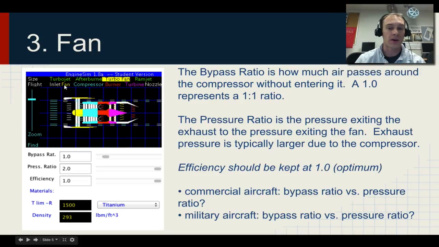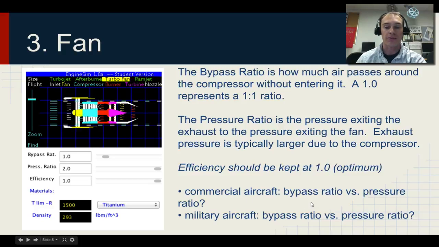So let's click on the second one here, fan. The bypass ratio is how much air passes around the compressor without entering it. A 1.0 represents a 1-to-1 ratio. So if you have a bypass ratio of 1, that means there's an equal amount of air passing around the outside of this as what's going in the middle. So that's a bypass ratio of 1.0. Now the pressure ratio is the pressure exiting the fan compared to the pressure entering. Exhaust pressure is typically larger due to the compressor. Efficiency we want to keep at 1.0, that's optimum.